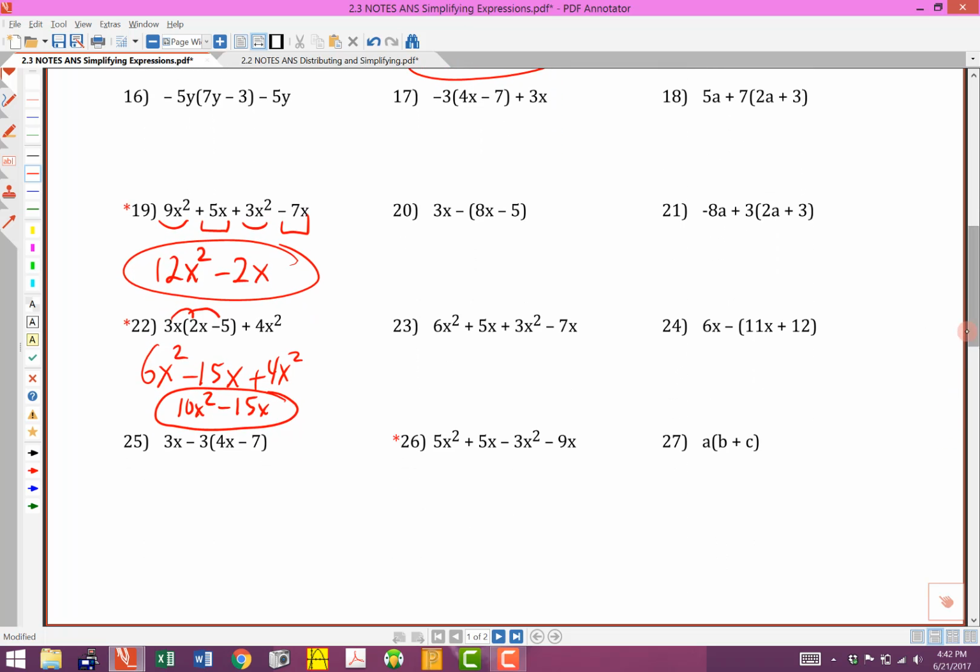And then the last one here, no parentheses, so no distributing to do. We're just going to collect like terms. Got some x squareds there, so 5 of them minus 3 of them, that would be 2 of them. And I've got some x's, 5 of them minus 9 of them, that's going to be -4 of them. And that's it. Descending order, we're all set to go.